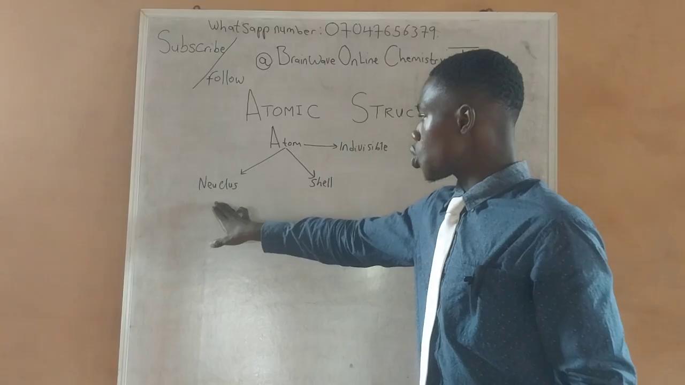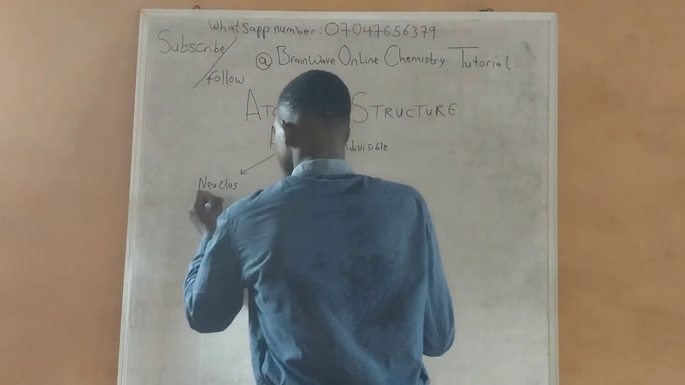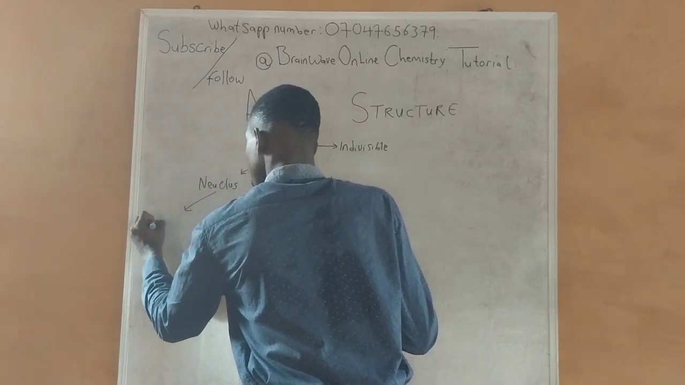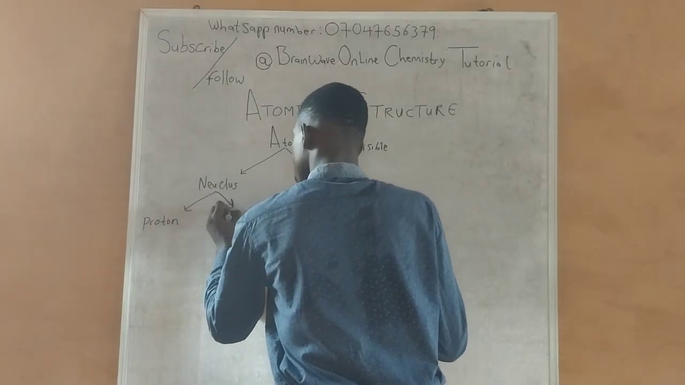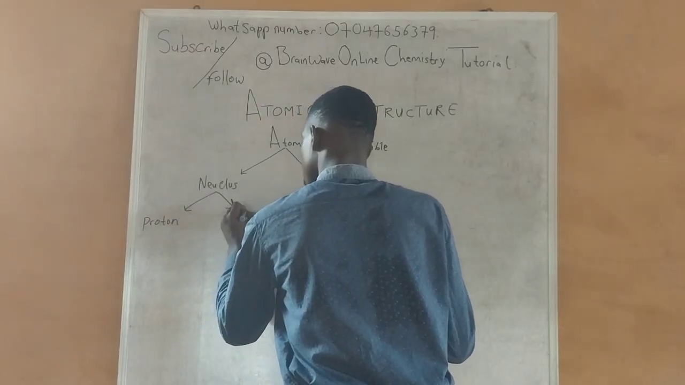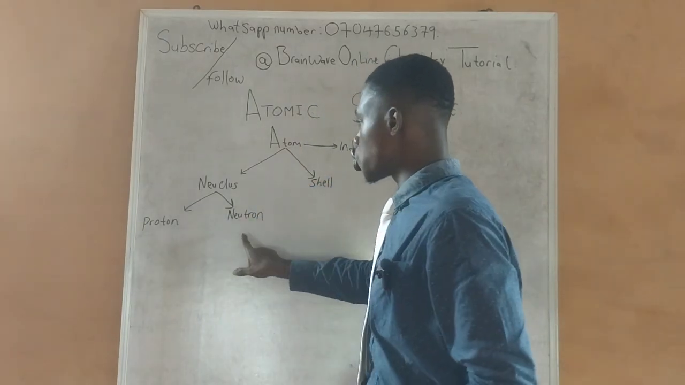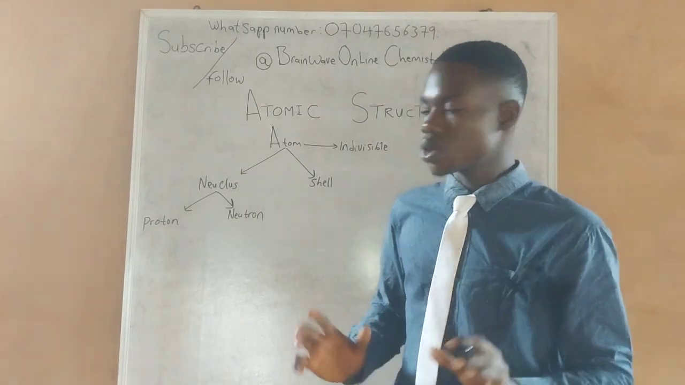Of course, the nucleus can further be divided into proton and neutron. So proton and neutron make up the nucleus of an element. Please take note of this.